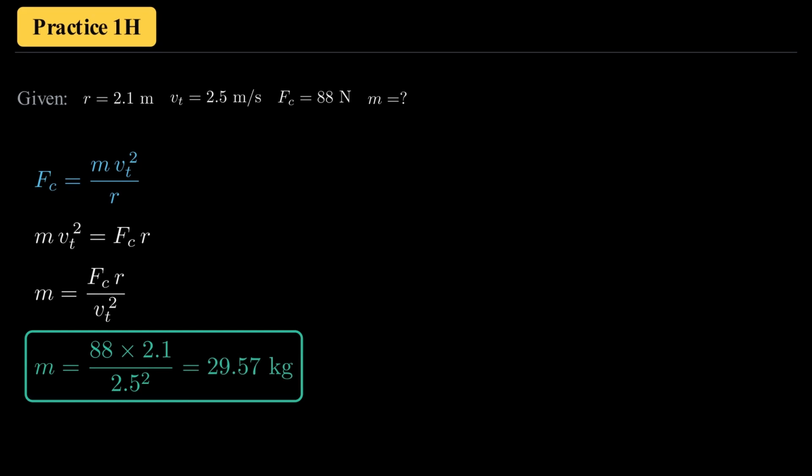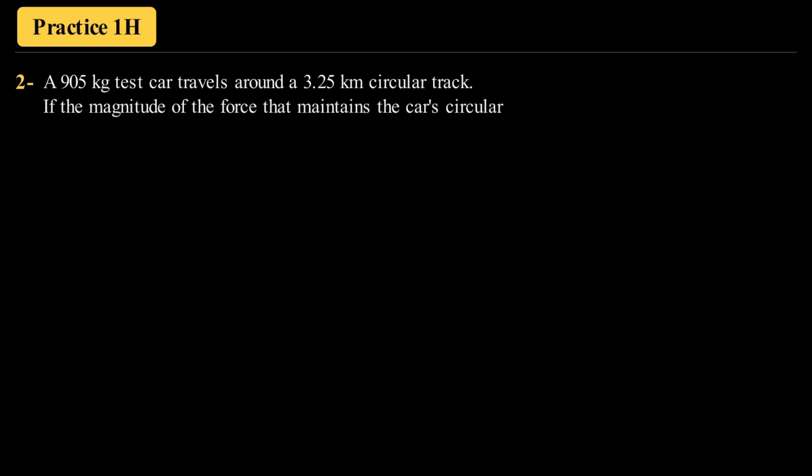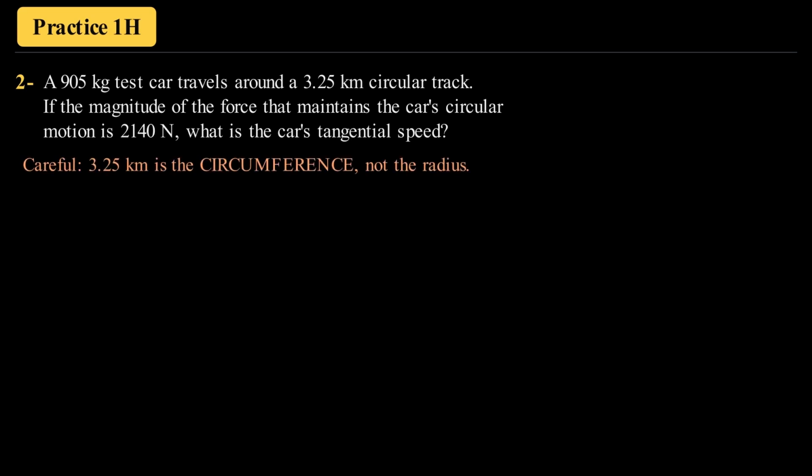We have question 2, which has a somehow strange idea. We have a 905 kilogram test car that travels around a 3.25 kilometer circular track. So mass is equal to 905 kilogram. And be careful, most students are going to be confused with that 3.25 kilometer, or they are going to just write radius is equal to 3.25.